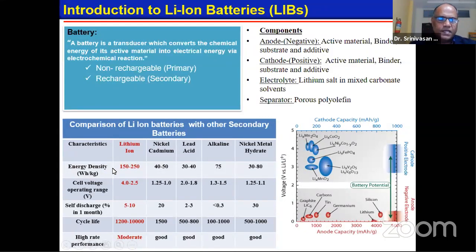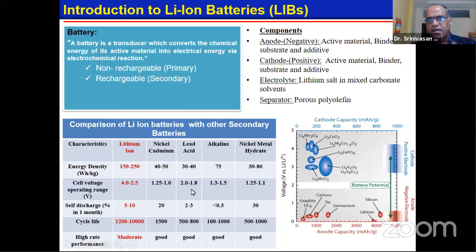If you look at the table, the energy density of the lithium-ion battery is much higher than that of nickel cadmium and lead acid batteries. The energy density is about 150 to 250 watt-hour per kg, whereas a lead acid battery can deliver only 30 to 40 watt-hour per kg. And the reason the energy density is high is that the voltage is high. You can go up to 4 volts when you use a lithium-ion battery, whereas the other secondary batteries are less than 2.